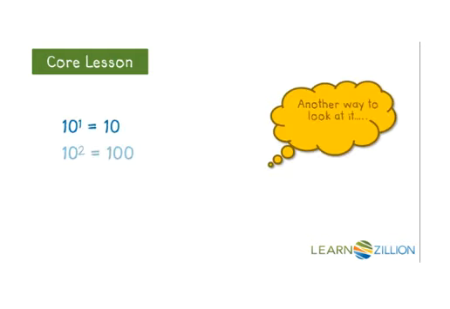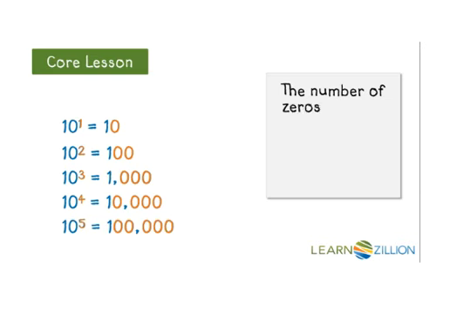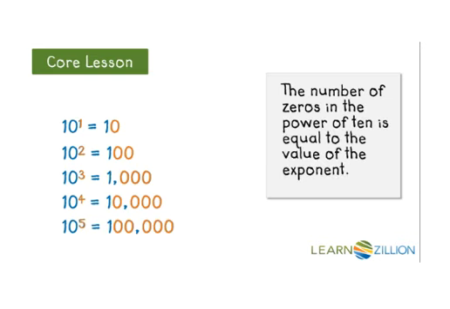Another way we can write powers of 10 using exponents is to write the value of the power as a whole number. What patterns do you see when we write our equations in this format? The number of zeros in the power of 10 is equal to the value of the exponent. For example, in 10 to the fourth power, there are 4 zeros in the product of 10,000, which is equal to the power of 4.